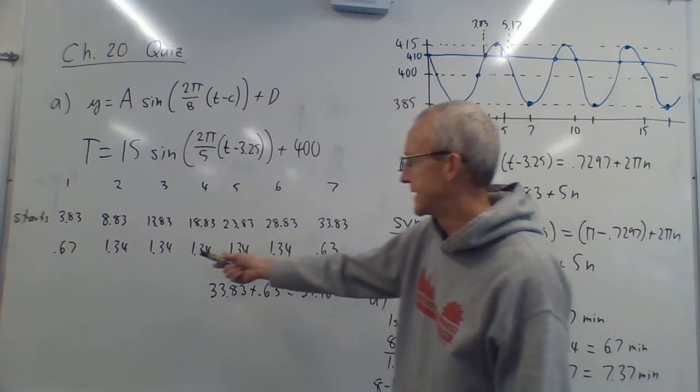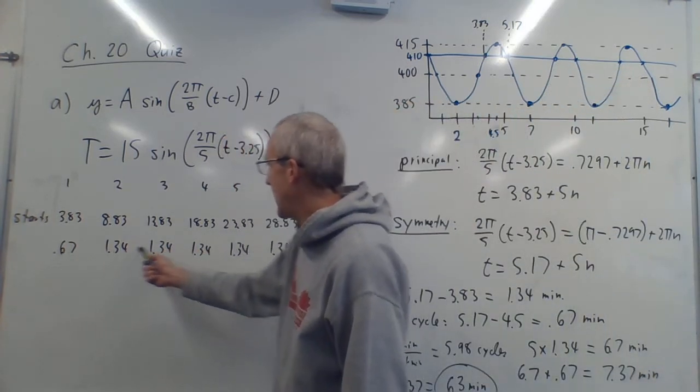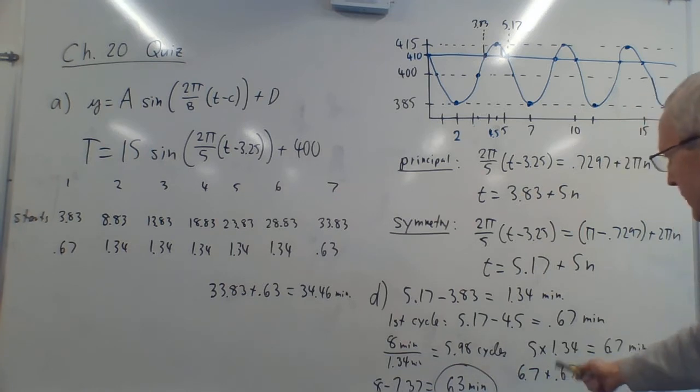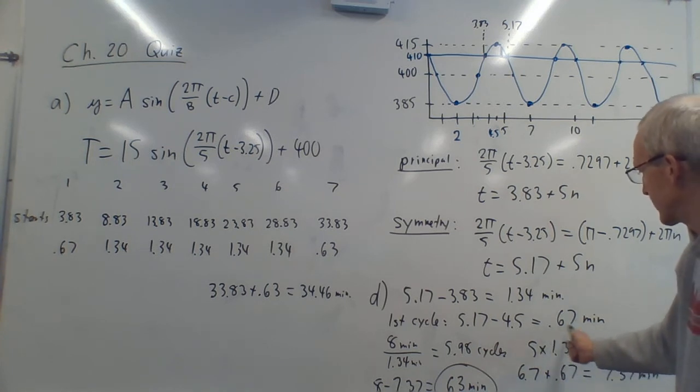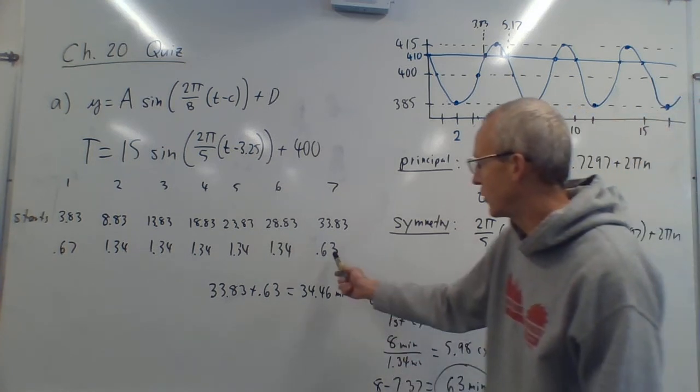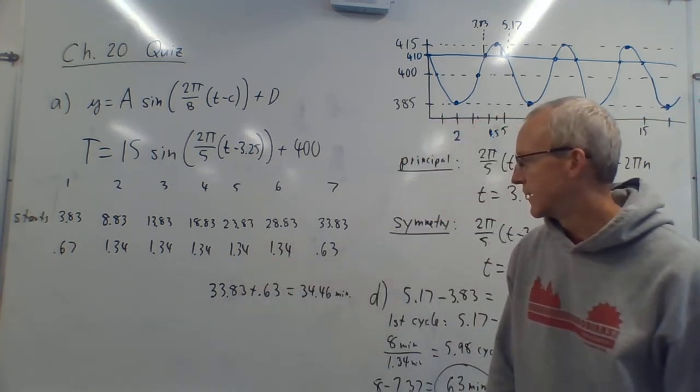Again, make sure this adds up to 8.67, 5 of those, right? So we figured out over here, we need 5 1.34s. That gets us to 6.7 minutes. We already had the first 0.63. We need 0.63 more to add up to 8 minutes.